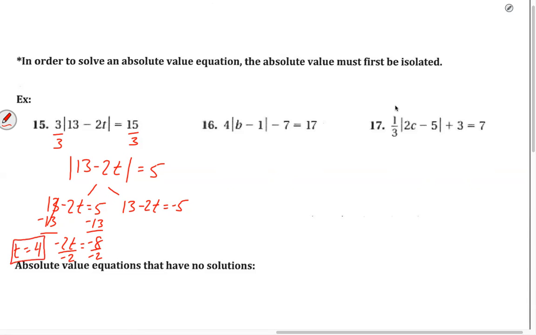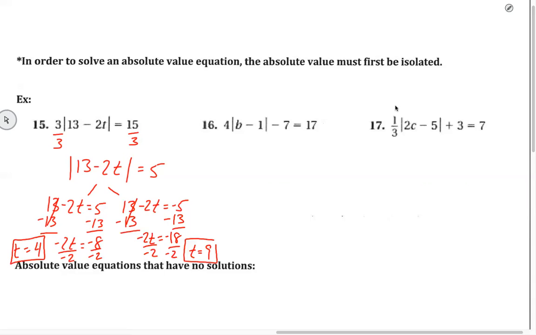Now the problem with absolute value problems is you're going to run out of room real quick. I know what I'm doing, I ran out of room. So you have to plan accordingly. Give yourself a little bit of room in between your problems. Don't stack them on top of each other. So on this one, I subtract 13. I get negative 2t equals negative 18. Divide by negative 2. We get t equals 9.